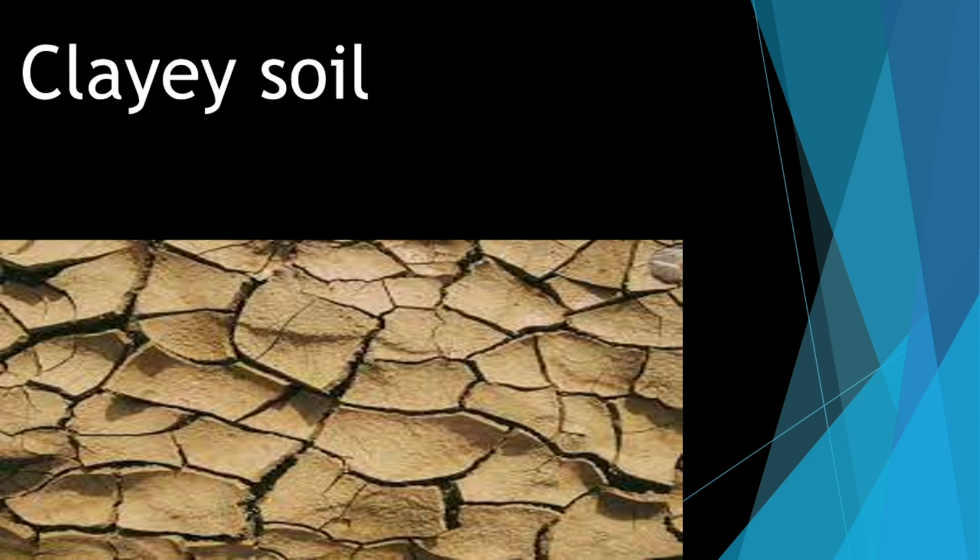Next, see the next one, which is called clay soil. Clay soil mainly contains clay. Clay particles are the smallest and have very little space between them, so they cannot hold much air. Clay can hold a lot of water, but the water drains very slowly. So clay soil is also not very good for growing crops.